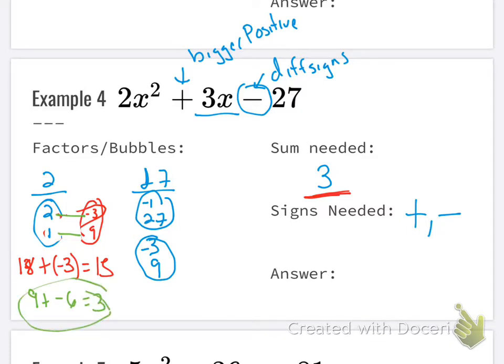So over here, you have our parentheses. You have 2x. You have 1x. And then we're going to put in our values that go with it. So with the ones that are connected by a line can't be in the same set of parentheses. So 2 and negative 3 can't be in the same set. So that means negative 3 has to be over here. 1 and 9 can't be in the same set. That means that 9 has to be over here. And this is our binomial.